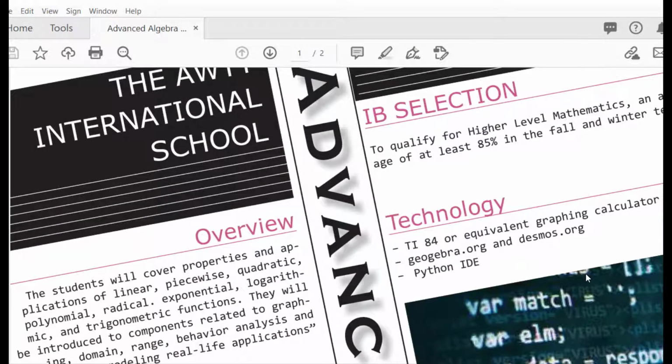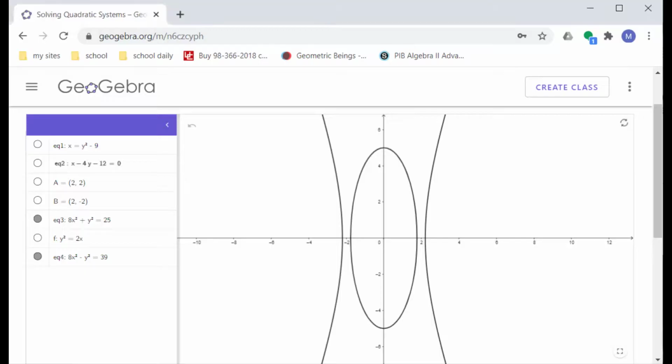IB selection. To qualify for the higher level mathematics, the students need at least an 85 in the fall and winter terms. The technology we use is of course a TI-84 calculator. We also use an online graphing application, GeoGebra, for instance, if you look at this example.